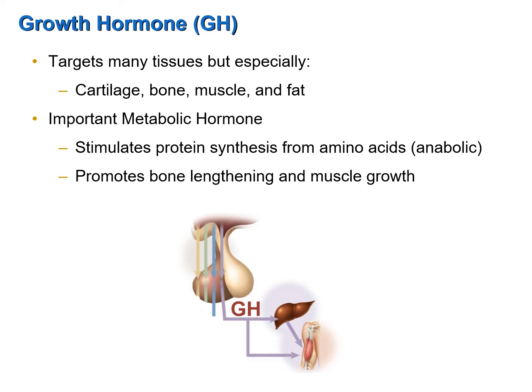Remember that anabolism refers to all the synthesis reactions that occur in the body. So if growth hormone stimulates the synthesis of protein from amino acids, which are smaller molecules, it is anabolic because it promotes anabolism, synthesis reactions. In addition to promoting the synthesis of protein, growth hormone also promotes the lengthening of bones by its impact on the growth of cartilage and bone tissue.